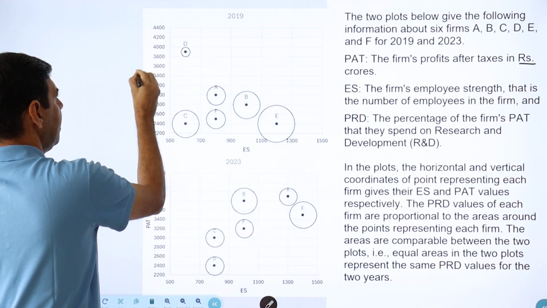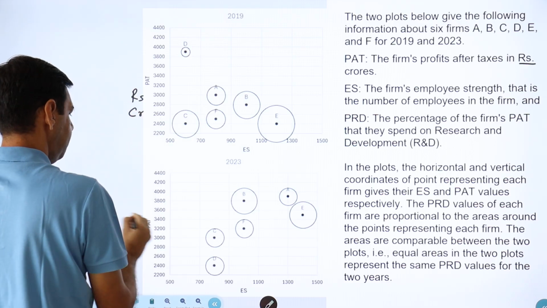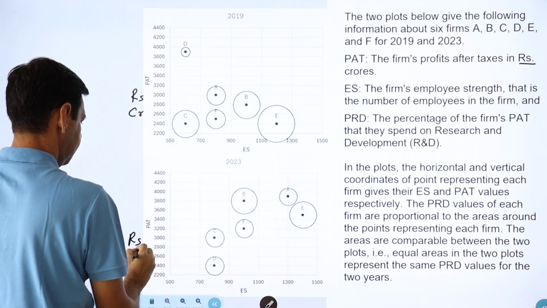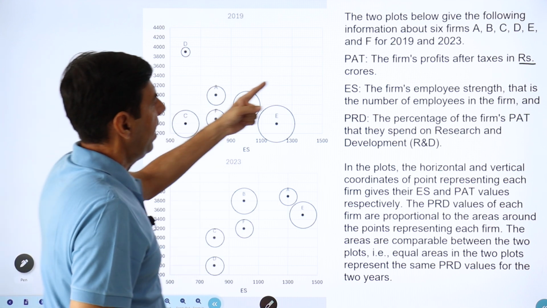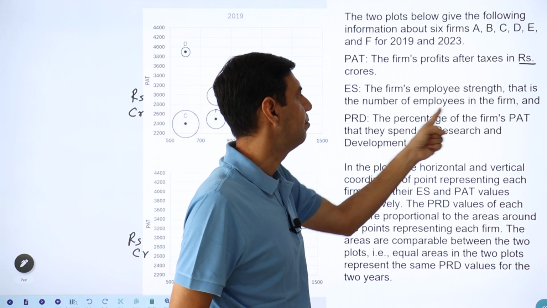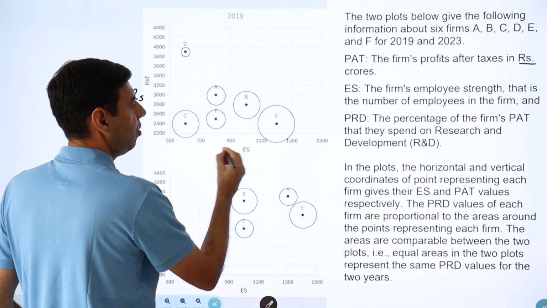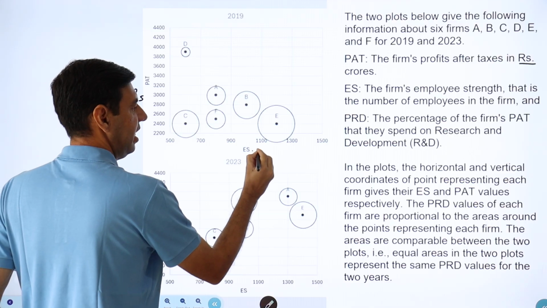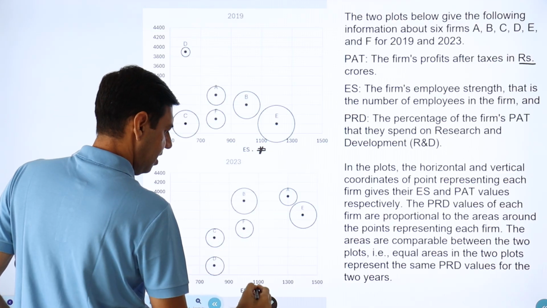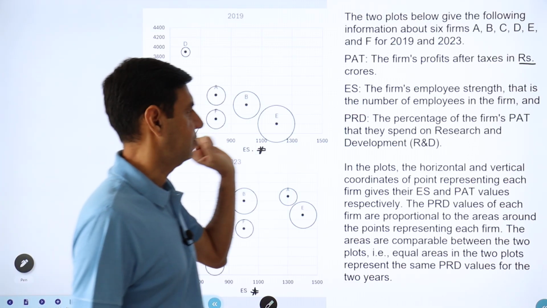So where is that given? Here. So this is in rupees crores. Direct the profit after tax. And we are given the ES, employee strength, number of employees in the firm. So if I scan that out, I can see that is the horizontal axis. The ES, the number of people. So the strength could be 500, 600, 700 or so on.